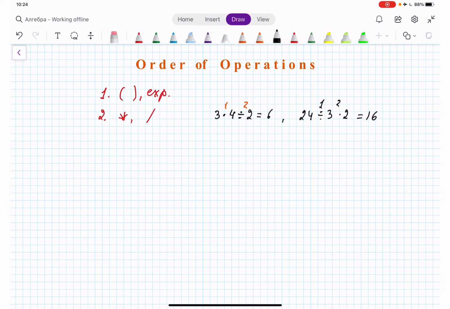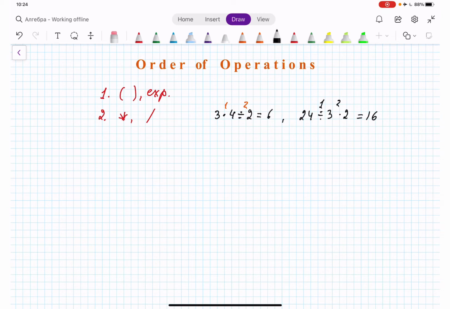So, next one. If you mess up the order, then you're going to get a completely different answer. Let's say instead of division, 24 divided by 3, I'll mess up and do 3 times 2. 3 times 2 is going to be 6, and then 24 divided by 6 is 4. So where 4, where 16 is. Okay?